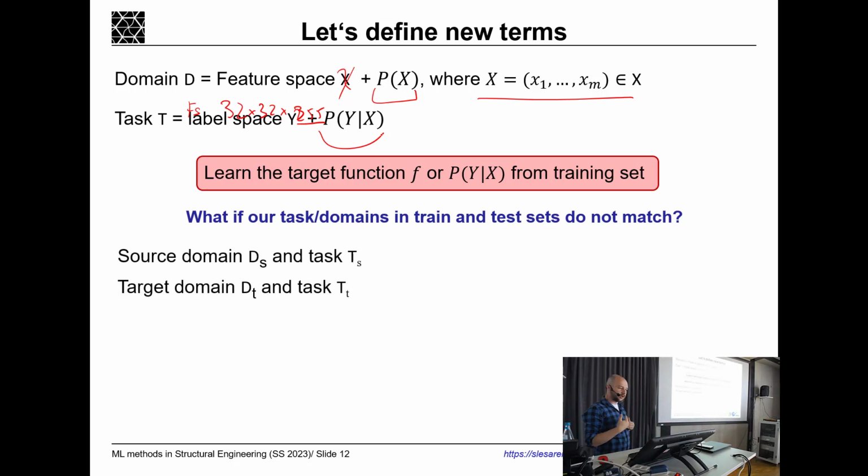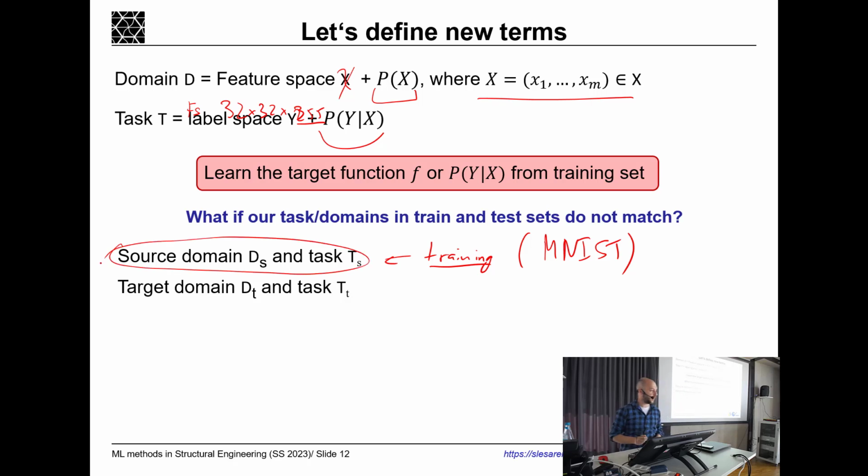In this case, we say we have a source domain and source task, DS and TS. It's the thing that you have in your training, and let's say this is the MNIST data set. And you also have a target domain and target task. It's something that you want to do on, let's say, new images, or maybe you have a different task. You did some classification, and now you want to do something else. So you have two different entities: source domain and task, and target domain and task.